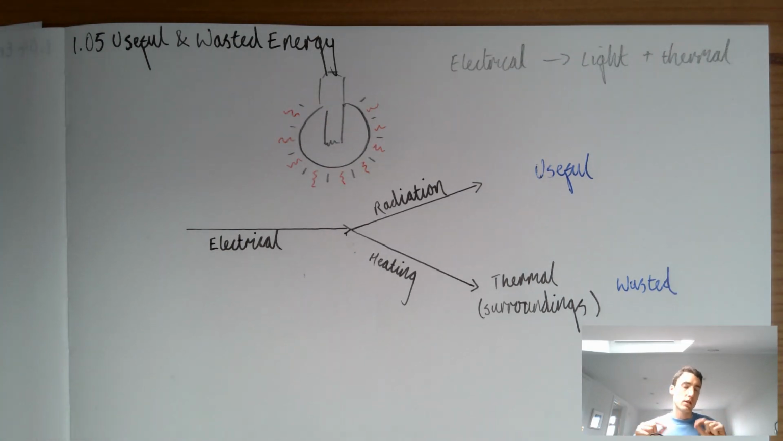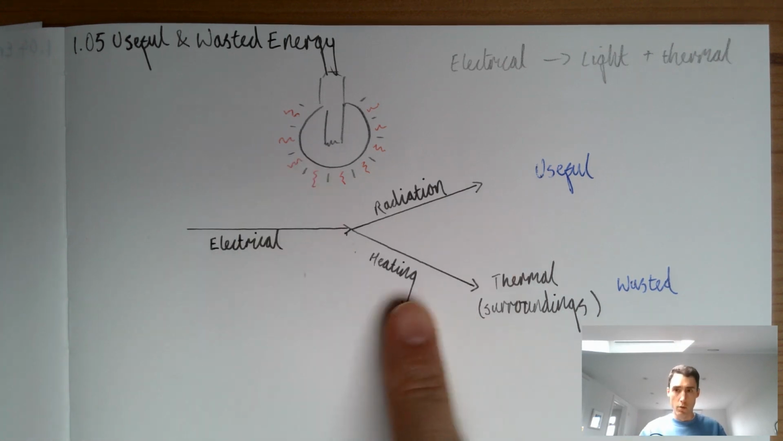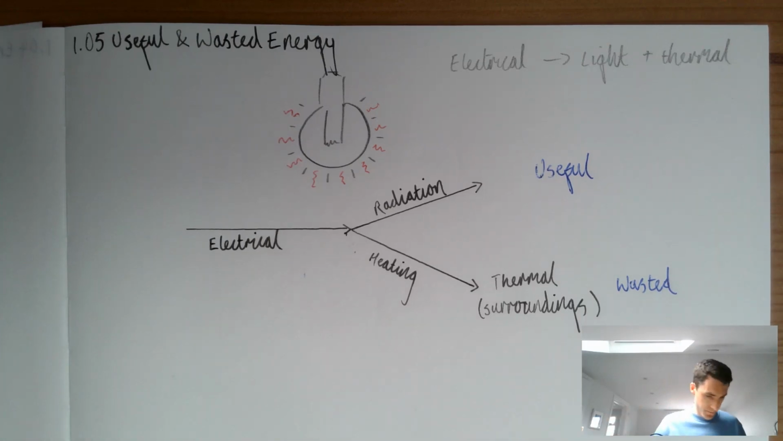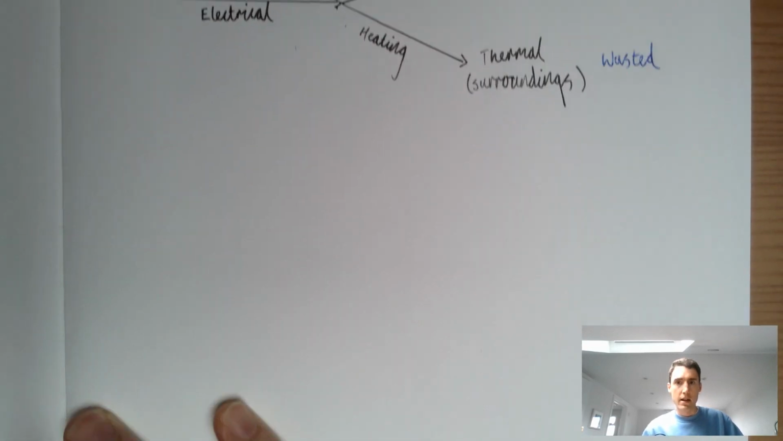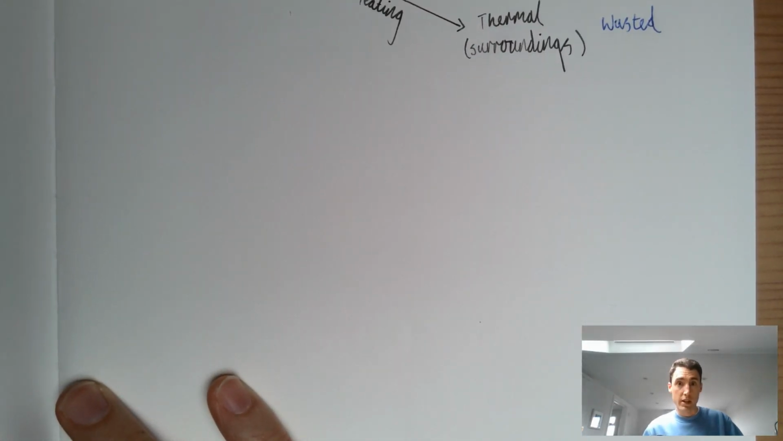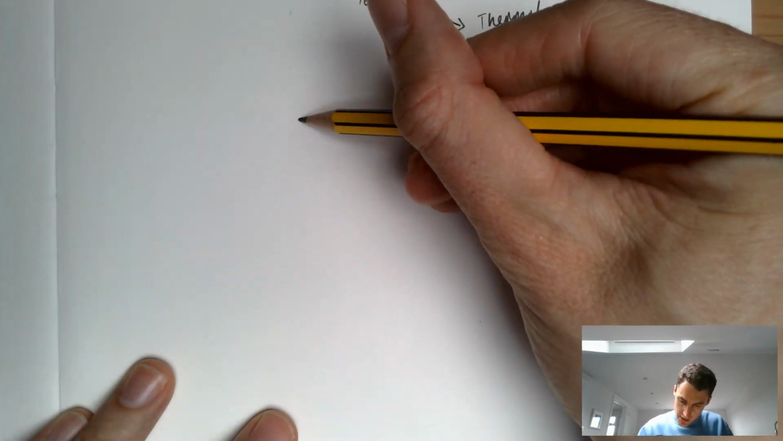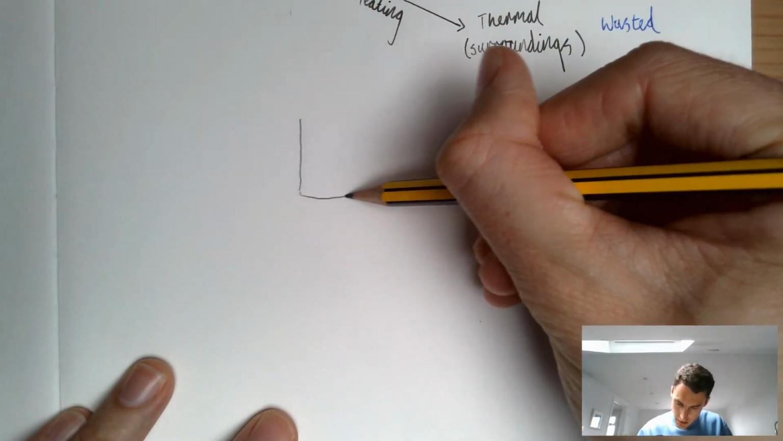And remember, what we're talking about here is this sort of model where useful and wasted refer to transfers, not stores. So let's look at another example. Now I would probably do this as a we do, so get students to do this on whiteboards. Maybe I would sketch the diagram for them. So the next example is a kettle.